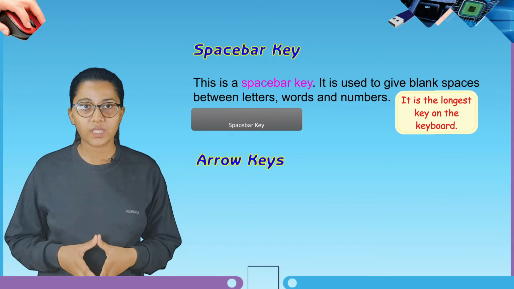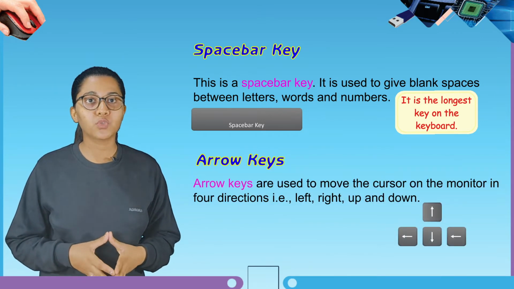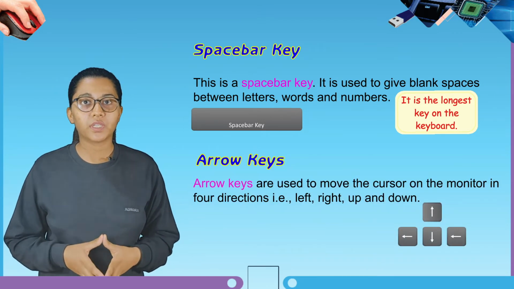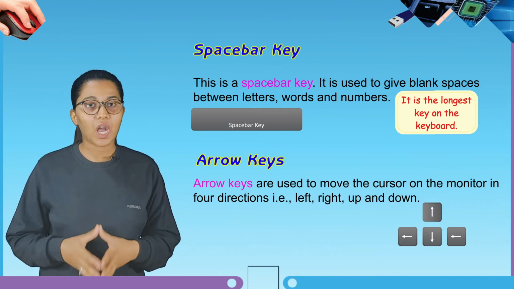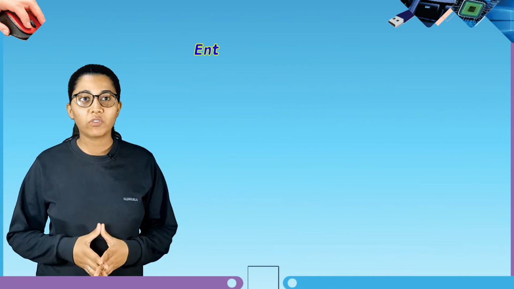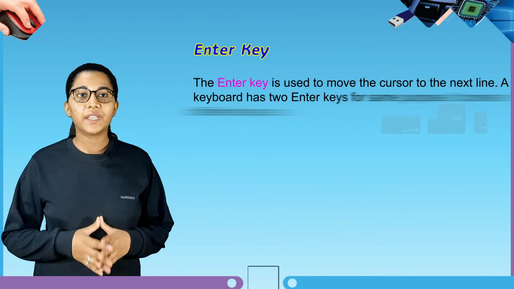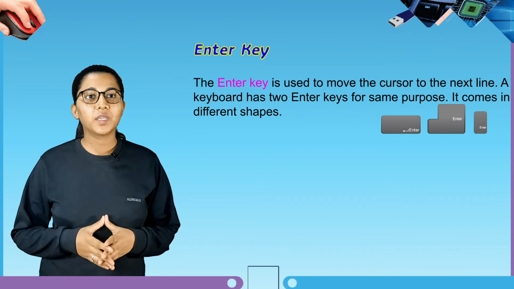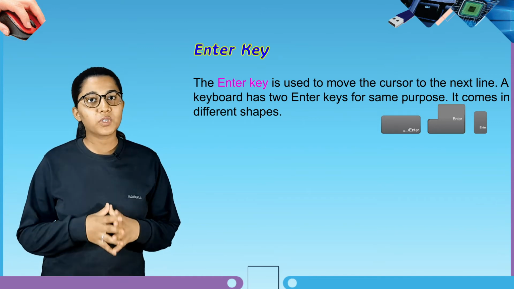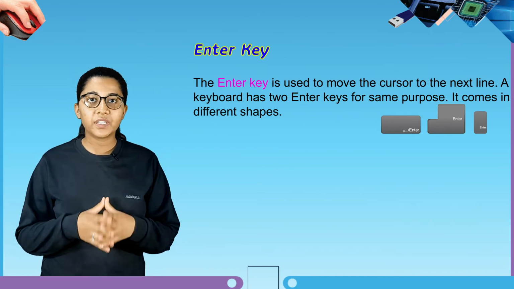Now we have arrow keys. Arrow keys are used to move the cursor on the monitor in 4 directions: left, right, up and down. So students, now we have the enter key. The enter key is used to move the cursor to the next line. A keyboard has 2 enter keys for the same purpose. It comes in different shapes.